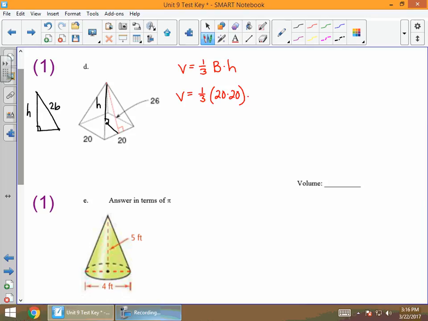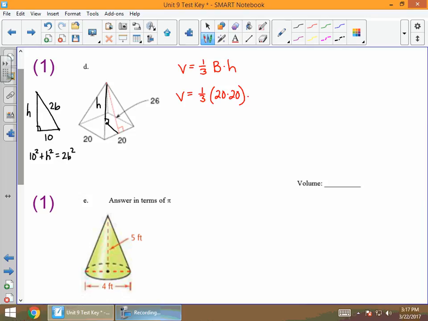If I want to know this bottom distance here, this little segment goes halfway across the base. Well, I know that the base is a base of length 20. So since this has to go half of it, that is a base of 10. And now I'll do a squared plus b squared equals c squared. So I will do 10 squared plus h squared equals 26 squared.